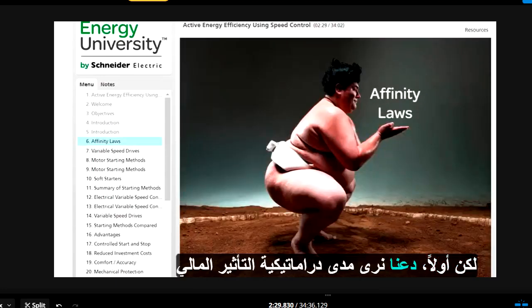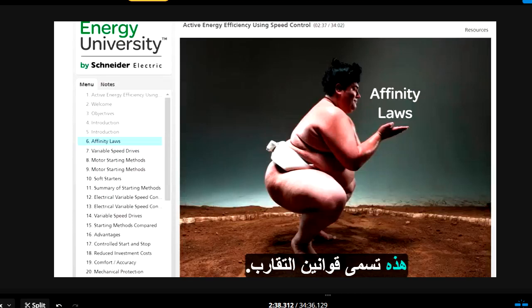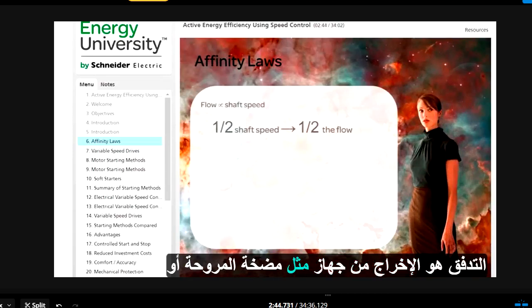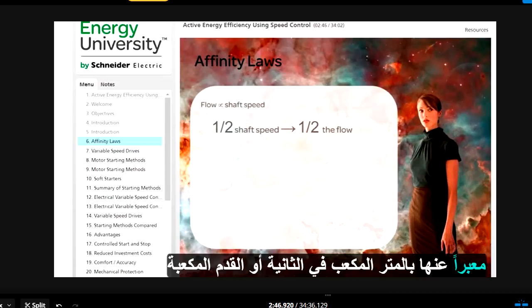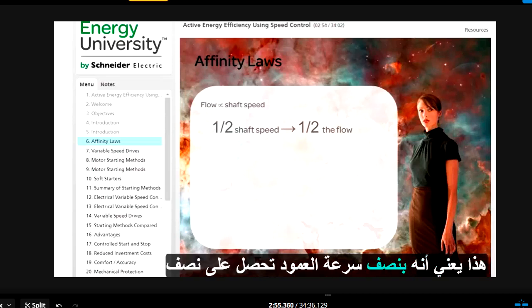But first, let's see just how dramatic the financial impact of speed control can be. To do this, there are a few simple physical laws that you need to know. These are called the affinity laws. Flow is the output from a device, such as a fan, pump, or compressor, expressed in cubic meters per second or cubic feet per minute. It is proportional to the shaft speed of the motor. This means that with half the shaft speed, you get half the flow.